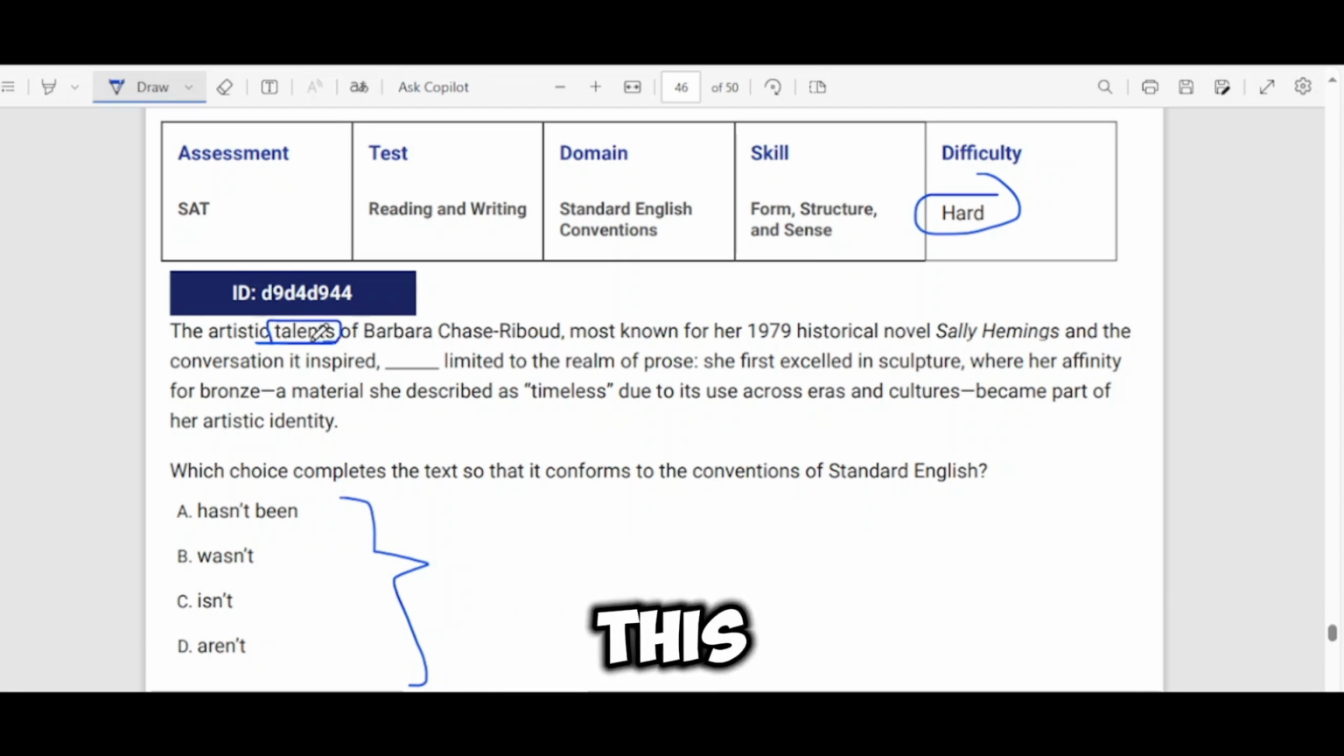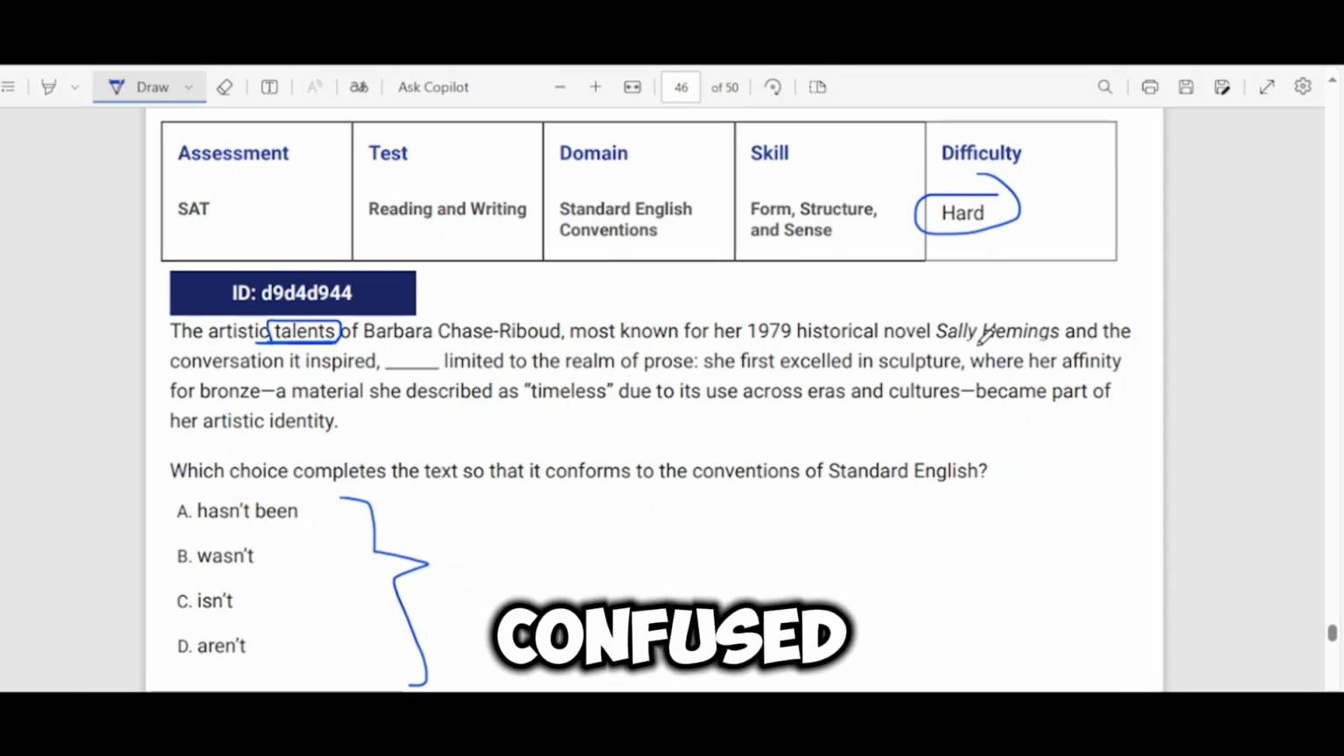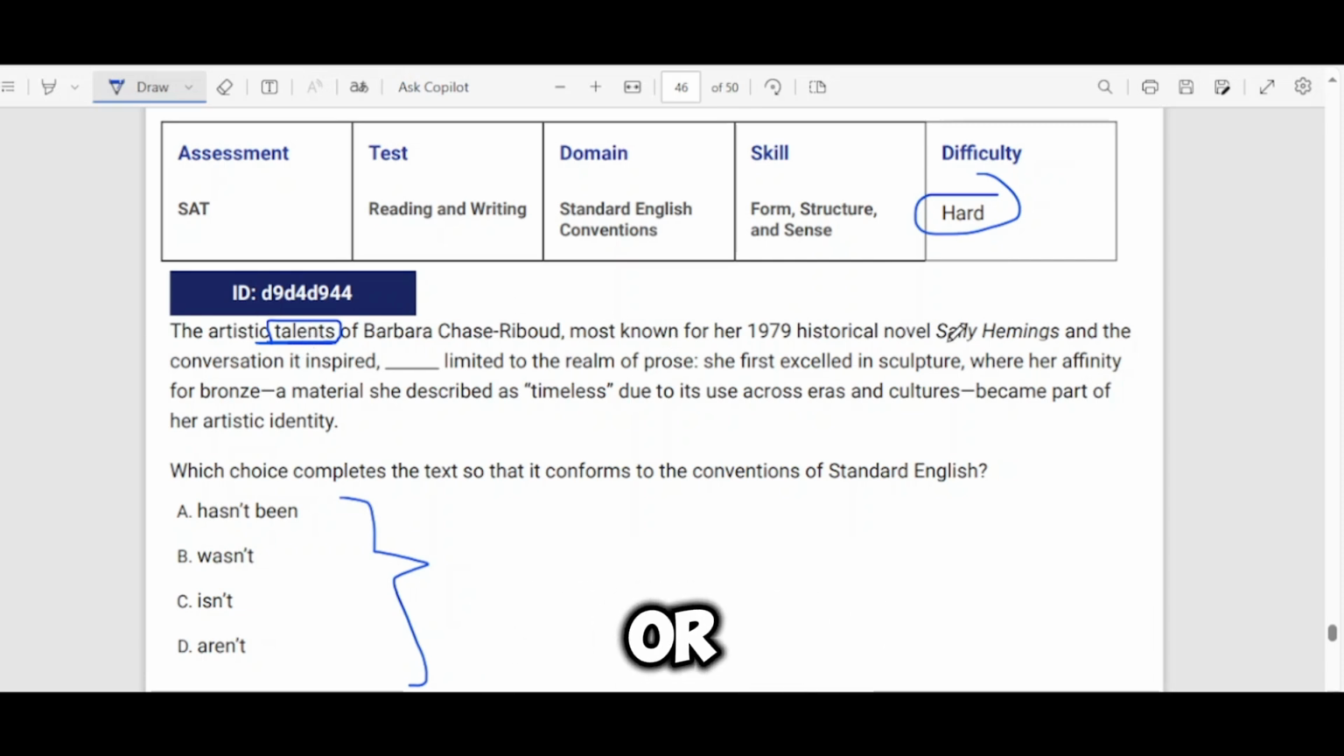Okay. This is a hard difficulty question. Why? Because the SAT people wanted us to get confused with the subject here. Is the subject talents, or is it the novel? Okay. So don't be confused here, because the subject is talents. Okay. So now let's see our answer choices. The artistic talents dash limited to the realm of prose. Okay.